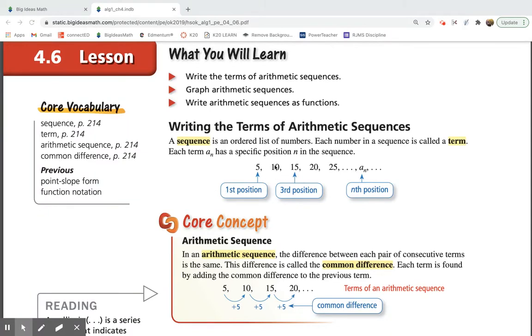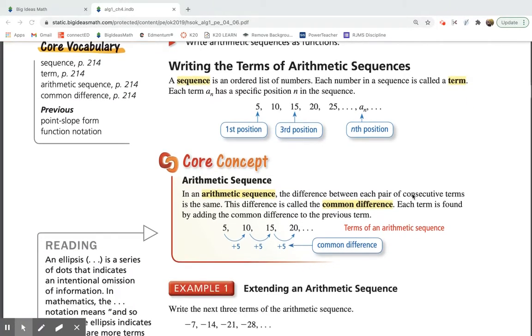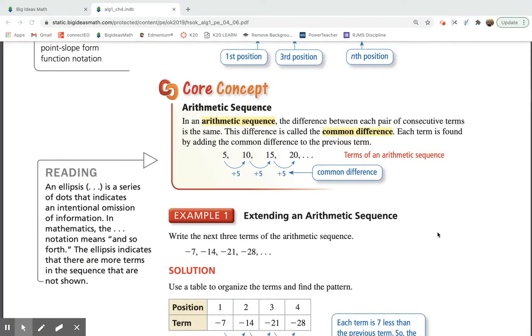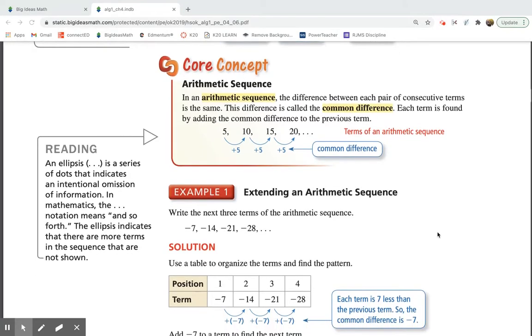And if we look at this, obviously, this is the first position, second, third, fourth, fifth, all the way to some position we don't know, so we use an N to represent that number. So in an arithmetic sequence, when the difference between each term is the same, that's how you know it's an arithmetic sequence. That's called your common difference. That's the easy part. So from 5 to 10, they added 5, 5 more, 5 more. So our common difference here would be plus 5.